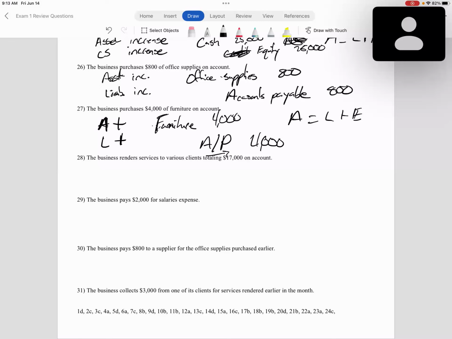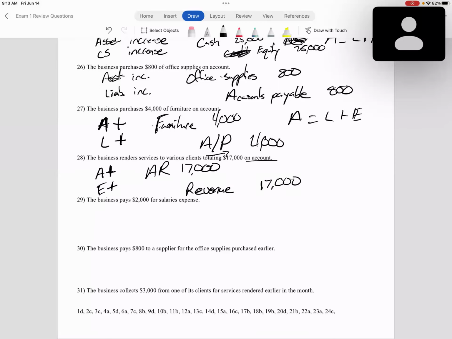Okay. Here we're doing work. Okay. It's on account. So they actually haven't paid us. So it's just accounts receivable, but it's an asset. So assets are increasing and equity is also increasing, right? So we'd have accounts receivable, 17,000, and then credit revenue. I'm just going to abbreviate to say revenue. You could say service revenue if you want, but 17,000.